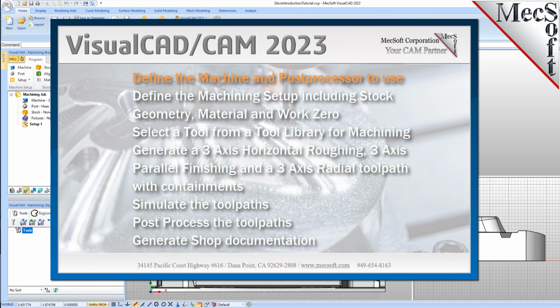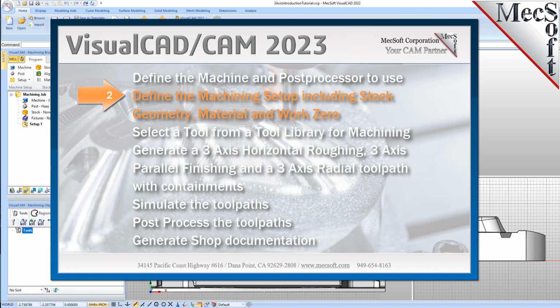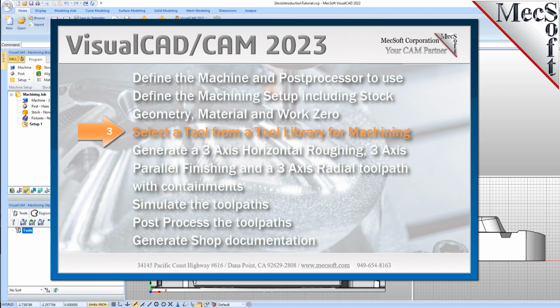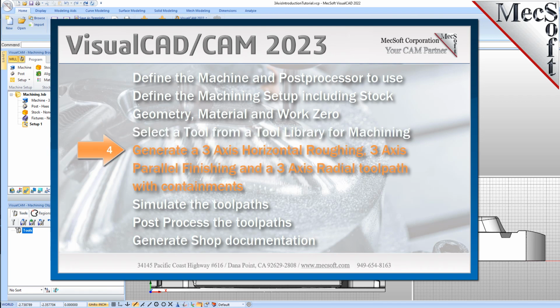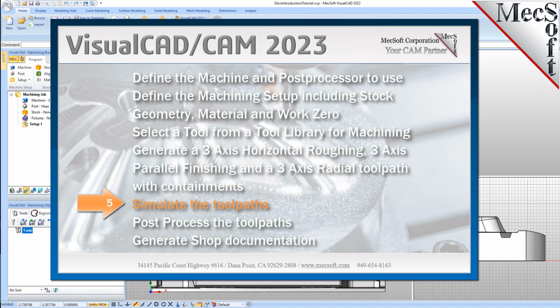We will perform the following basic steps in machining this model. First, we will define the machine and the post-processor to use. Then, we'll define the machine setup, including the stock geometry, material, and work 0. Then, we'll select a tool from a predefined tool library to use for machining. After that, we will generate a 3-axis horizontal roughing toolpath. Then, we'll move on to our parallel finishing toolpath. Then, a 3-axis radial toolpath with containment. We will simulate the toolpaths, post-process the toolpaths, and then generate shop documentation.